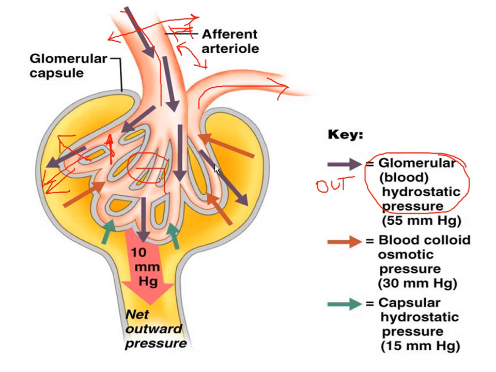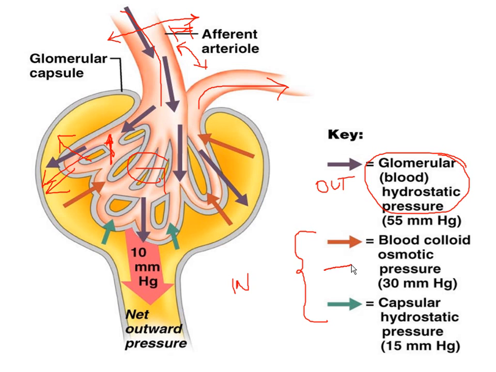So it's going to, again, push small molecules, water, glucose, amino acids out the filtration slits. And it can be changed very easily by changing the diameter of that arteriole. These other two forces are forces pushing back in. And these change, but not on a moment-to-moment basis, not very easily, and so we can kind of think of them as staying relatively constant.